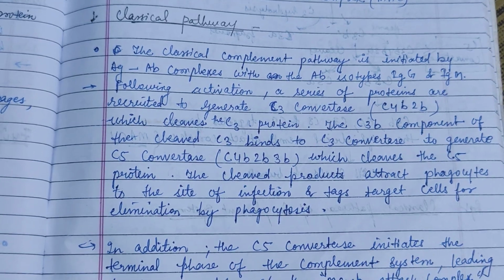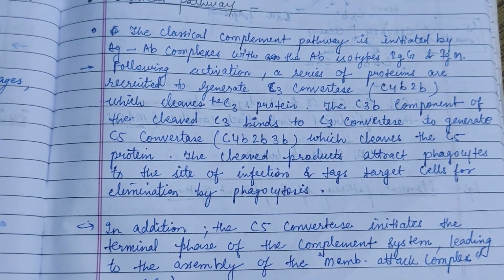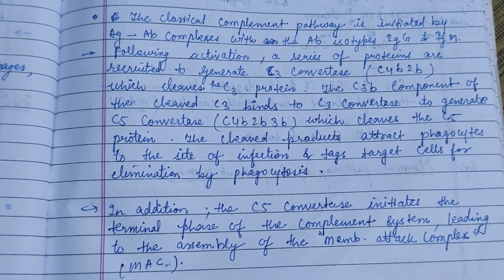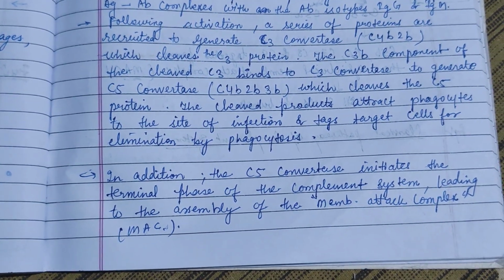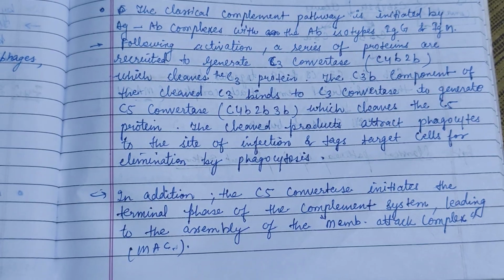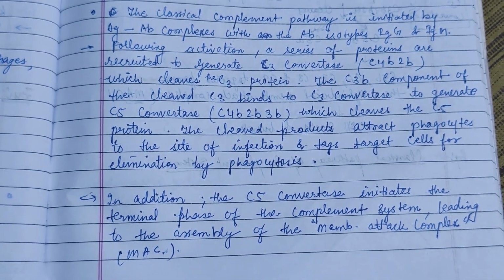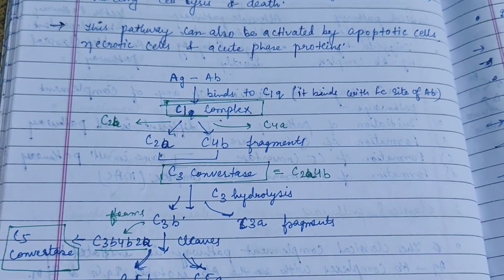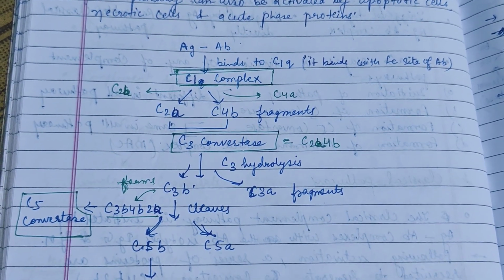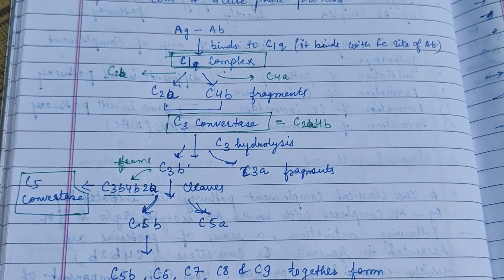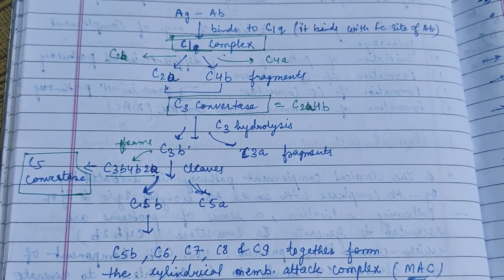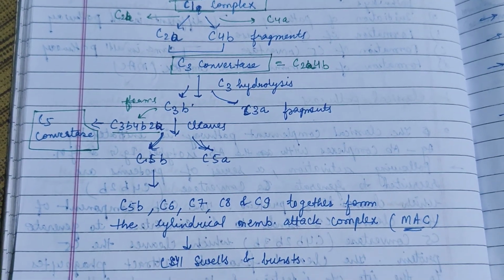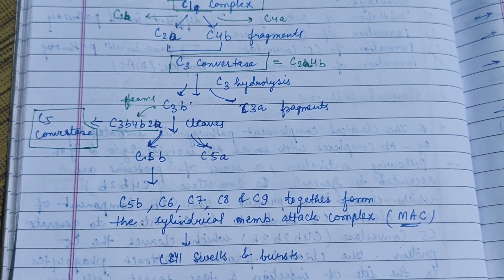So, the classical pathway. The classical pathway is initiated by antigen-antibody complexes with the antibody isotypes IgG and IgM. So here is the whole pathway of the classical complement. Through the flowchart, we can easily understand this pathway. When the antigen-antibody complex binds to C1, the C1 complex is formed, and then it splits C2 and C4 into C2a and C4b fragments, and then they combine to form C3 convertase, which is also called C4b2a.